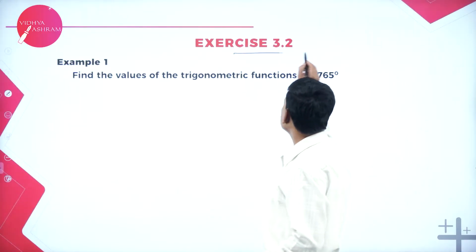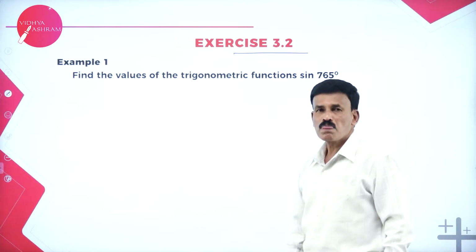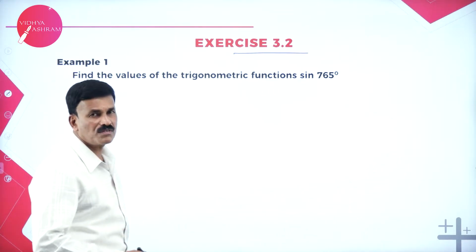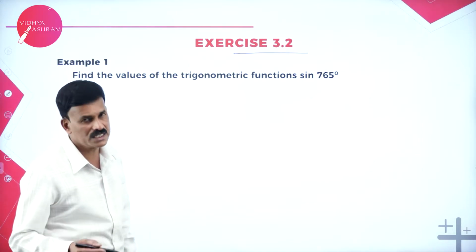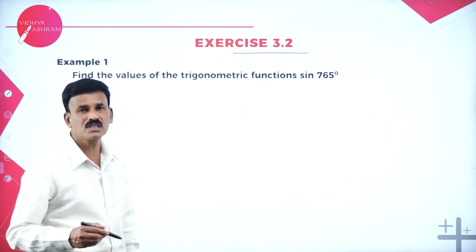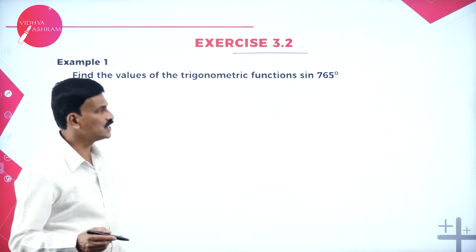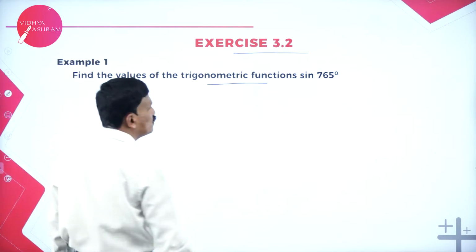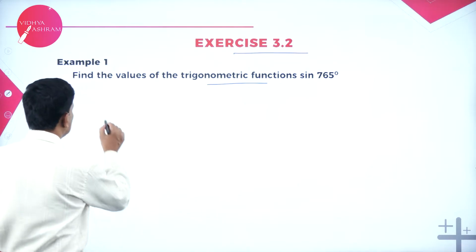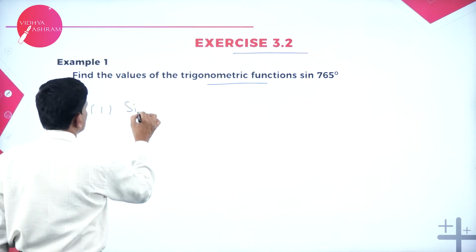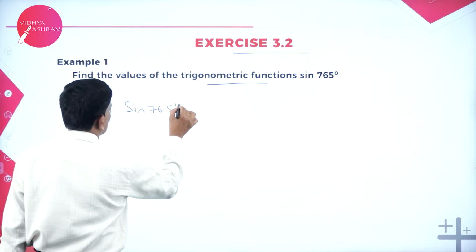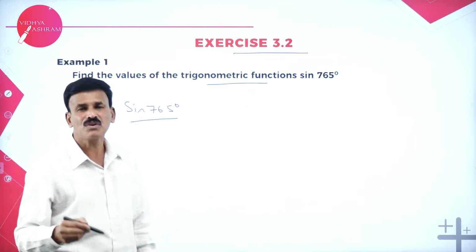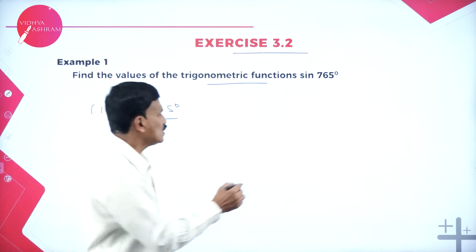Now, in exercise 3.2, we have a few problems related to the conversion of trigonometrical functions from more than 90 degrees, finding the value of trigonometrical ratios if the angle is greater than 90 degrees. Now, let us come to the first problem. First one: find the trigonometrical function of sine of 765. Now, convert this 765 into multiples of 180 or 360.